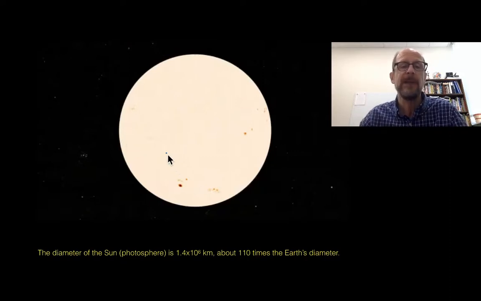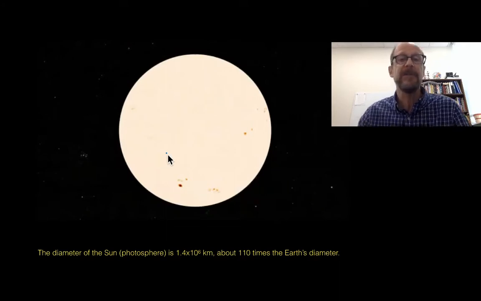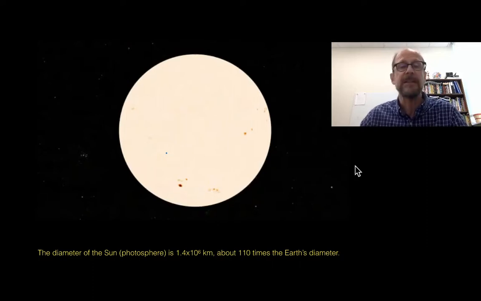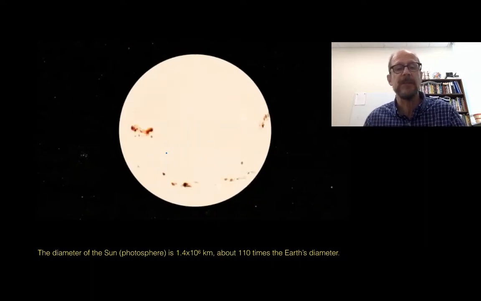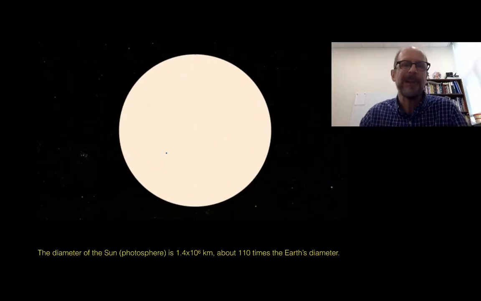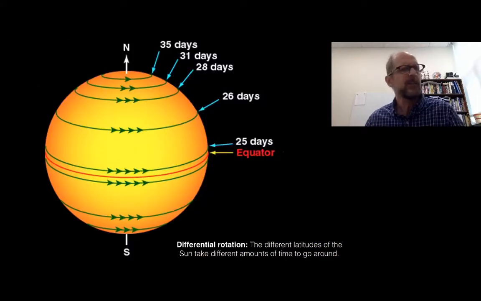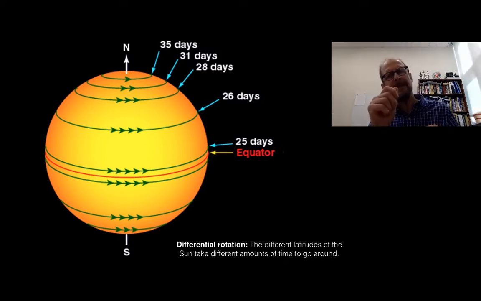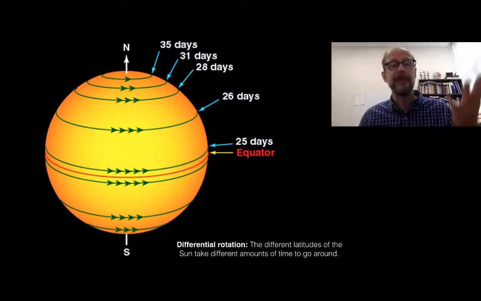And I put a blue dot here to the same scale, showing you the size of the planet Earth in comparison. And the sun rotates. It rotates on its axis, and we can see that because the sunspots go around. That tells us that it's a rotating ball. One thing that's weird, though, unlike the Earth, is that the time it takes for the sun to rotate is different for different latitudes on the sun.